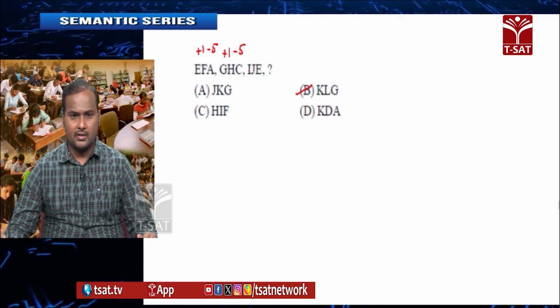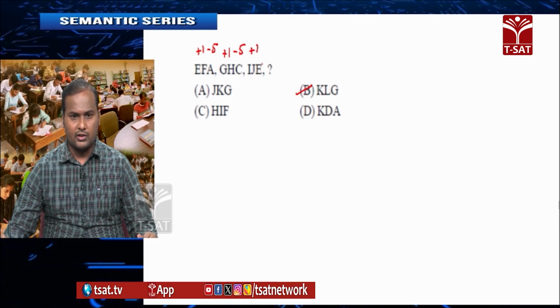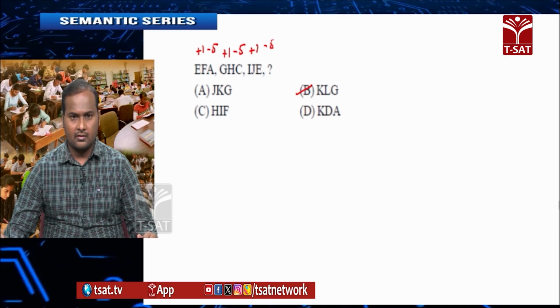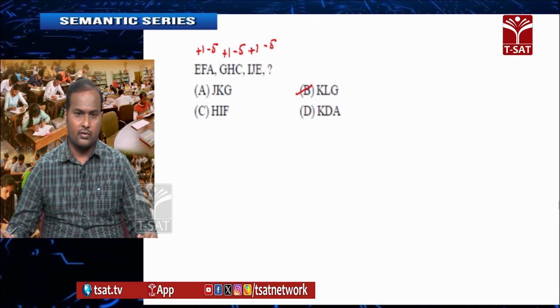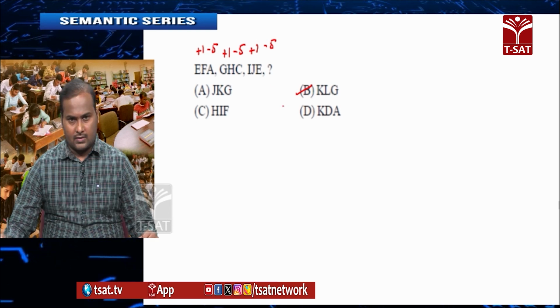I to J: I is 9, J is 10, here also increasing by plus 1. And J to E: J is 10 and E is 5, it is also decreasing by 5. So you see this plus 1 and minus 5. Check the options which is following +1 and -5, then we will get the answer.